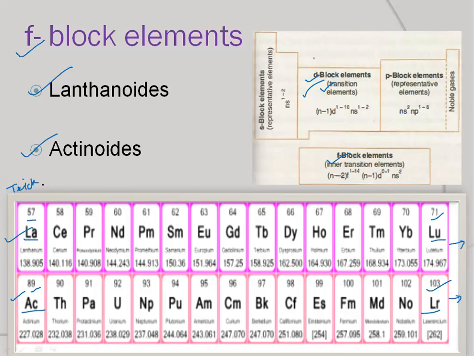I already gave you some trick to learn this inner transition series, but I will repeat that. The first series you have to learn is lanthanoid. How will you learn it? It's very difficult to learn all the names. So using the symbols we prepared a sentence, and from that sentence we will try to remember the names of the elements. The sentence is in Marathi. Please listen carefully.